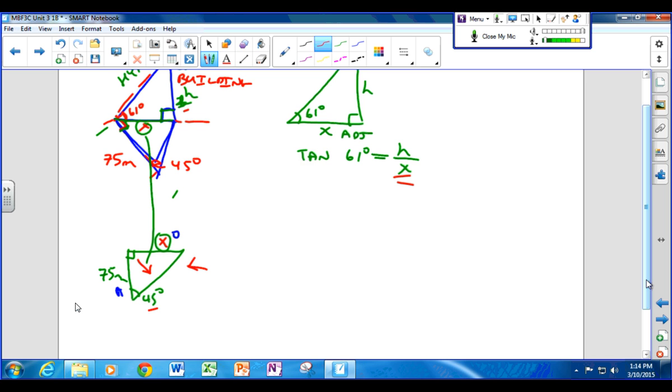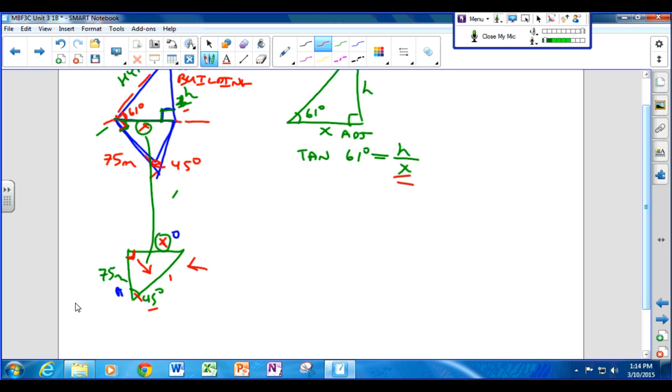Now this is the building shadow, and I've straightened it out so we know it's a right angle, because they tell us it's a right angle even though it doesn't look like it. We have a 45-degree angle there, and we have one side being 75, and we want to find X. So what do we have? What do we need to have?